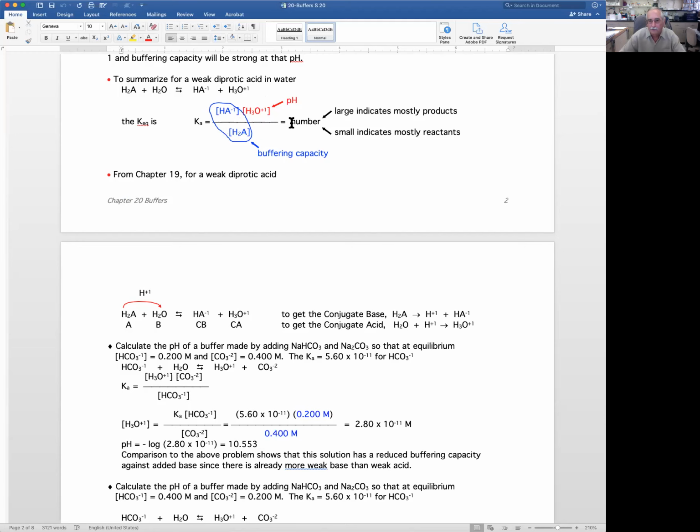And if this number is big, that means that there's a lot of products. That means that the acid is a stronger acid. If this number for Ka is small, that means that you mostly have reactants left over. It's a pretty weak acid.